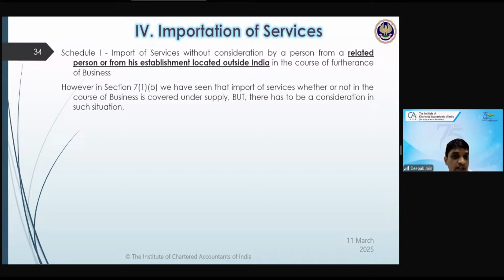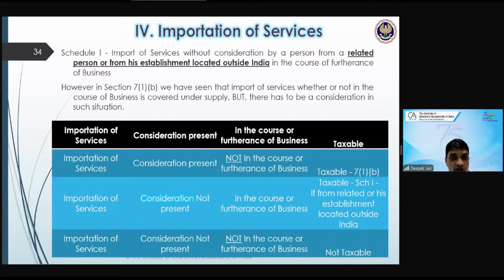However, in Section 7(1)(b), we have seen that import of services, whether or not in the course of business, is covered under supply, but that has to be for a consideration. Here it is without consideration. So if we take various scenarios, we will understand this.